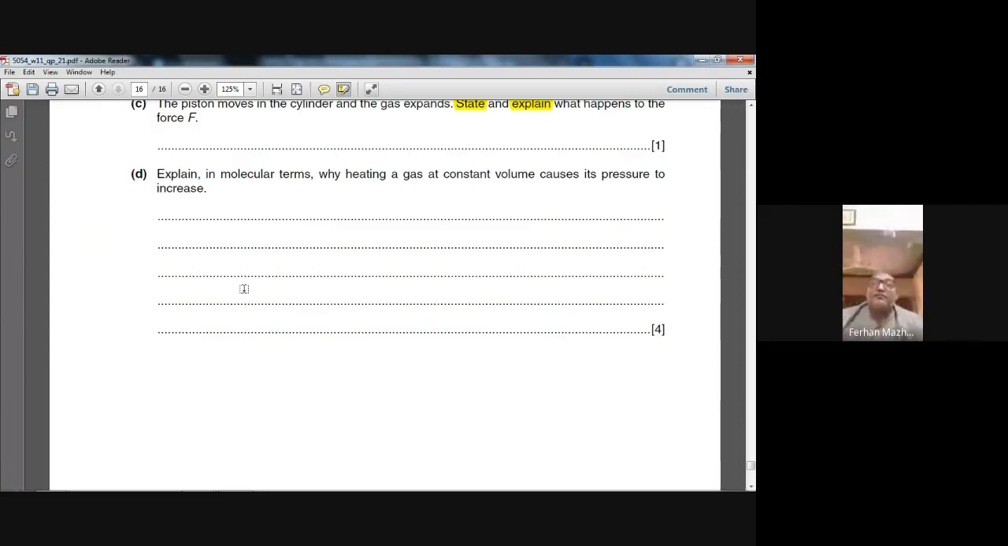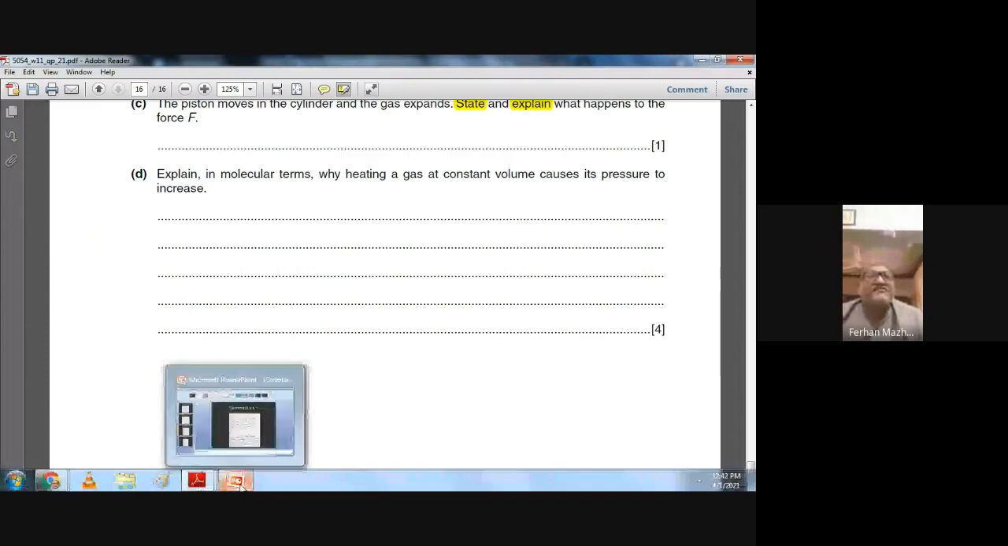increase. Because they have higher kinetic energy, when they collide with the walls of the container, they will exert a larger force on the walls. In other words, we say they will hit the walls harder. So the pressure of the gas will increase. It's a 4 mark question and a very, very frequently asked question.